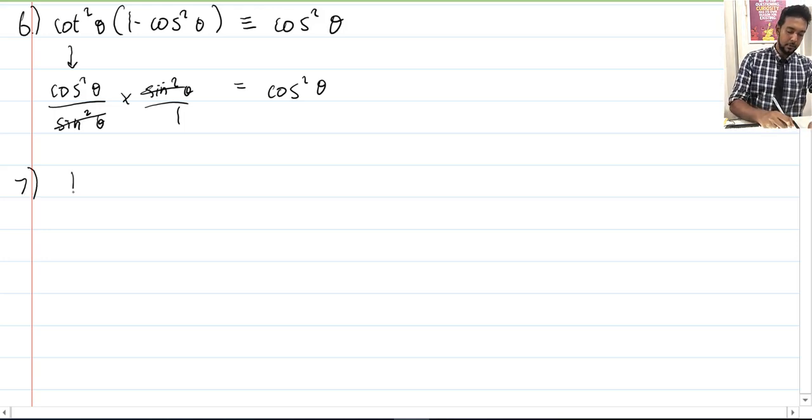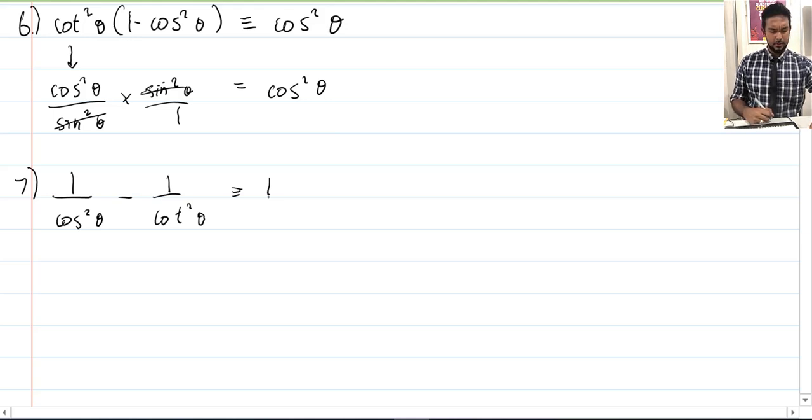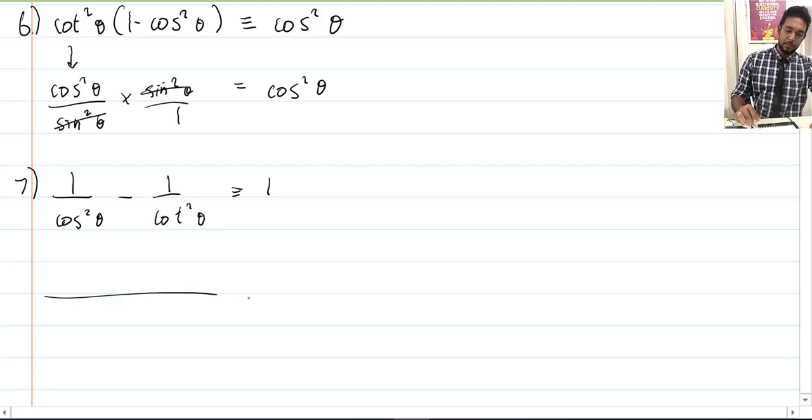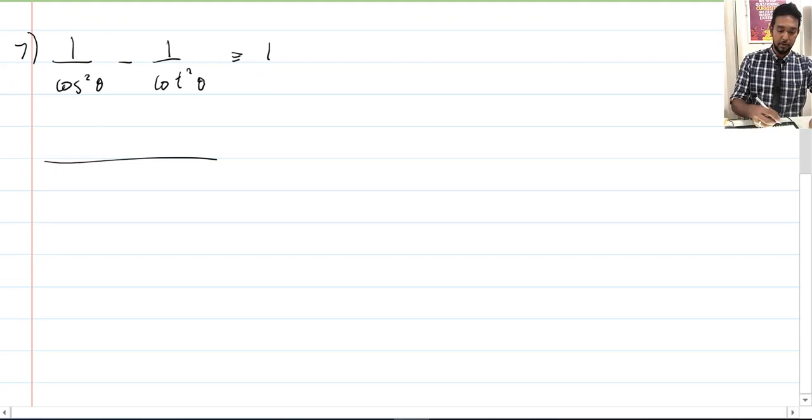Right, number 7 now. We have 1 over cos squared theta minus 1 over cot squared theta, and that's identical to 1. All right, so at first glance you might think, okay, well, let's jump into the fractions. How many people jumped into the fractions? Nobody? All right, so you all took an alternative route, you all simplified it. What's 1 over cos squared? That's sec squared, right? Did you all go that route? Fractions? Okay, all right, let's take a look. Maybe I might just work it 2 ways just to see if there is a more efficient alternative, right?